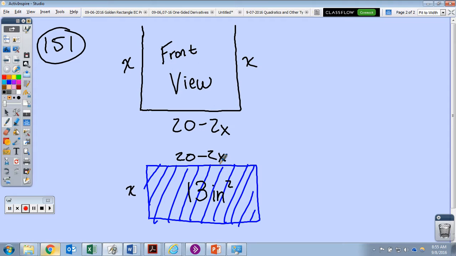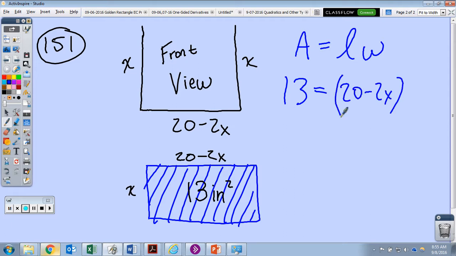So let's write that, because that's something that you guys should know, the area of a rectangle. I think we'd all agree on that. Area of a rectangle is length times width, or base times height, whatever you want to write. The length is 20 minus 2x, the width is x. The area is given too, so now I'm going to substitute 13 into area. The length is 20 minus 2x, and the width is x.